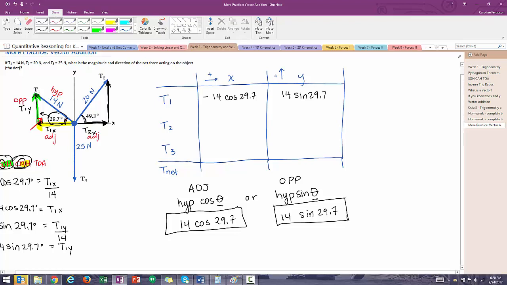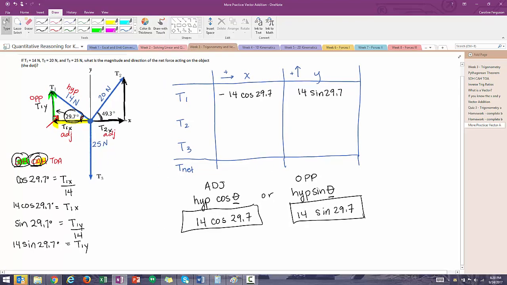So because T2x is adjacent to it, we're going to be using cos. Okay, remember we said adjacent, we use cos from CAH. So now we're going to just write right away, it's going to be the hypotenuse 20 cos of the angle, 49.3. And all we need to do now is stop to check whether or not this is positive or negative. Well, the x component is pointing to the right, so it's positive. We can leave it as it is.